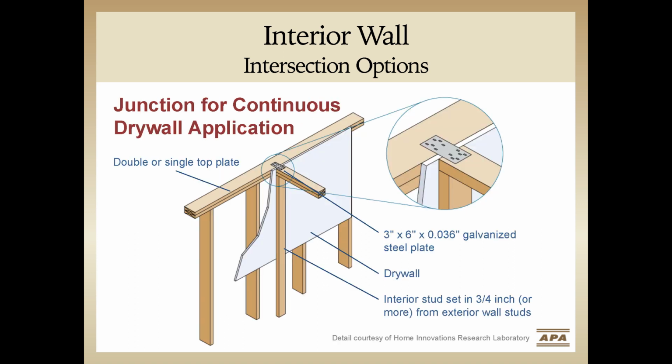If you wanted to eliminate the ladder blocking and the need for the insulation installers to have the added complication, there is a detail that might work for you. So this detail is courtesy of the Home Innovations Research Laboratory. Some builders have had success with this detail, leaving a space between the exterior wall and the interior partition, such that drywall can be slid behind the intersecting wall, and this provides the most insulation at intersecting walls.